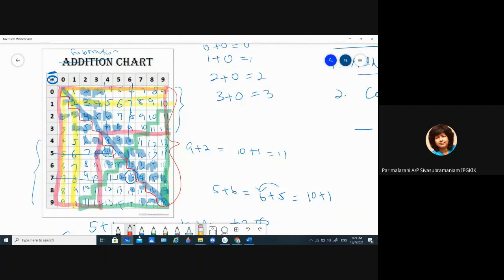If we look at the facts on the right hand side of the red line, there are 55 facts here. So actually students only need to memorize 55 facts. The other 45 facts are from the commutative principle.